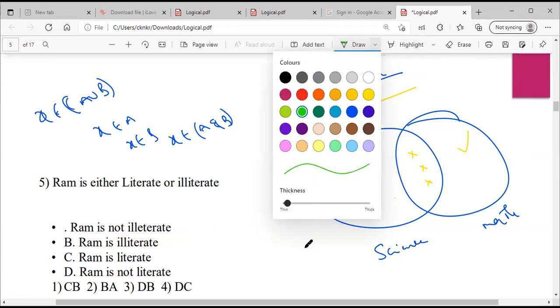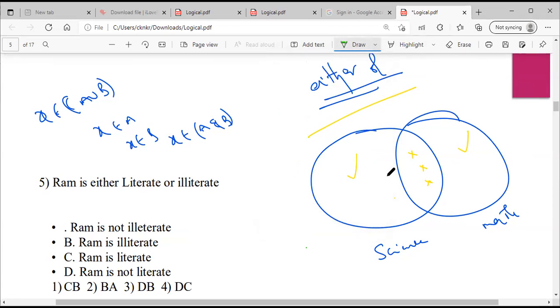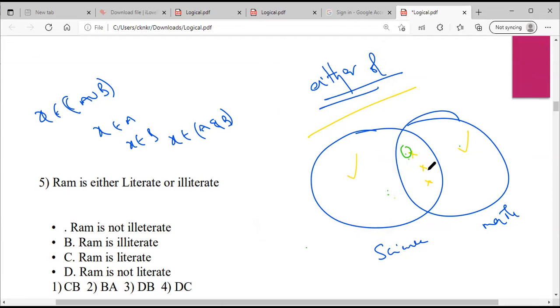If he belongs to the science group, can I say that he doesn't belong to the math group? For example, my nephew may belong to both science and math also. I don't have any right to say that just because he belongs to science, he doesn't belong to math. Likewise, if the school management says that your nephew belongs to the math group, I don't have any right to say that he doesn't belong to the science group, which is a contradiction.